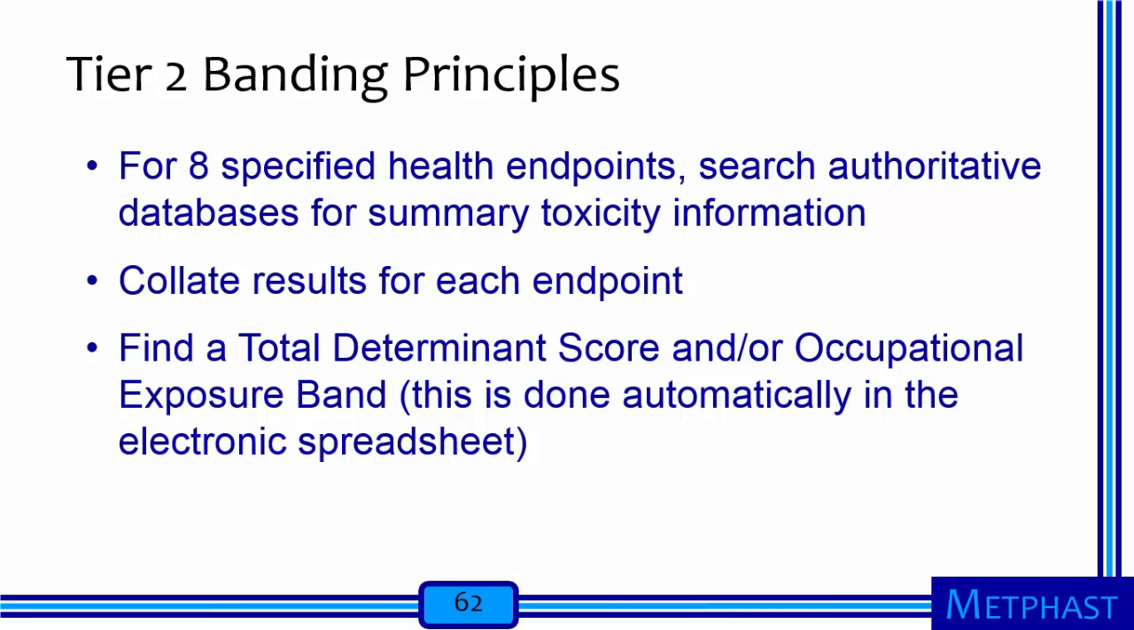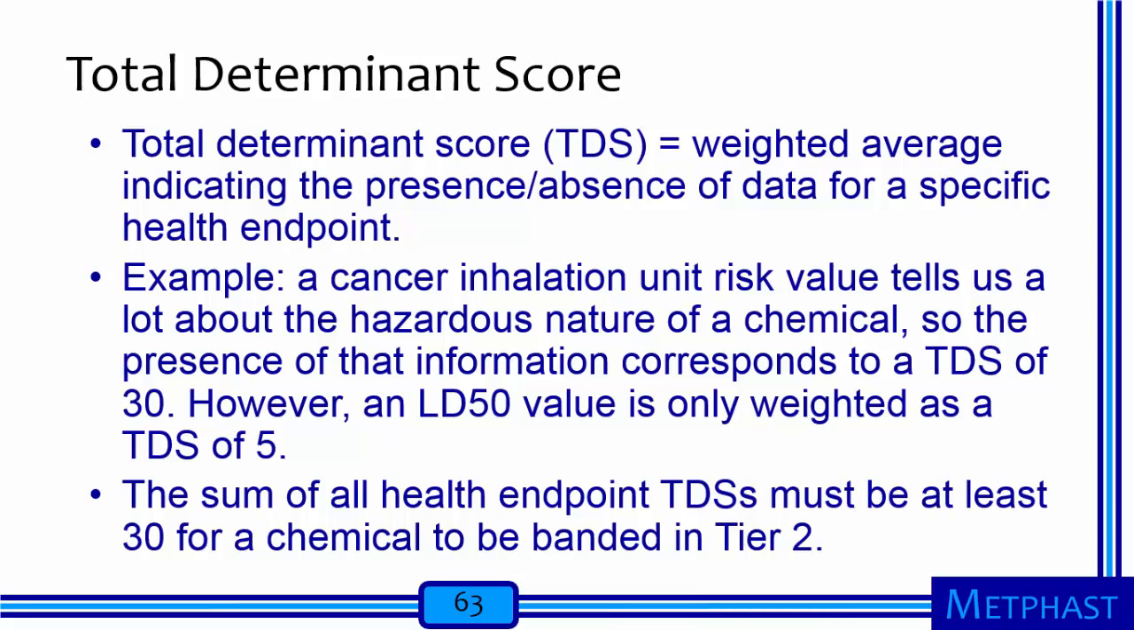There are a number of important principles for Tier 2. For each of the 8 endpoints, a search of the authoritative databases must be completed in order to gather summary toxicity information. Once information on each endpoint is gathered, a total determinant score and/or occupational exposure band is assigned. The total determinant score, or TDS, is an indication of the presence or absence of data. It essentially tells the user whether or not there are enough data to make a decision about the potency of the chemical in question. Different types of data contribute to the TDS differently.